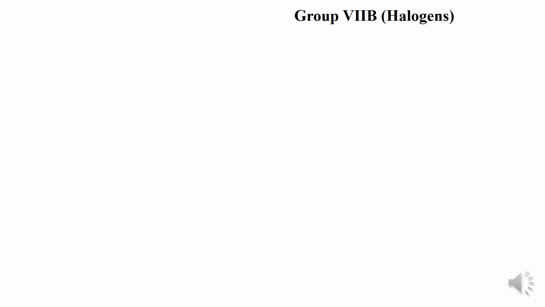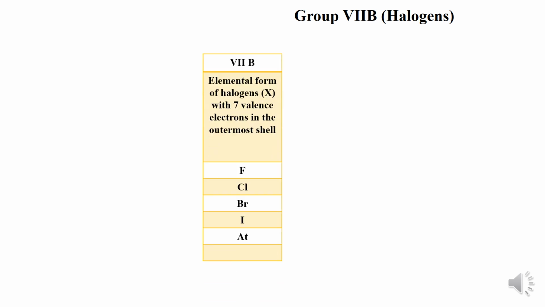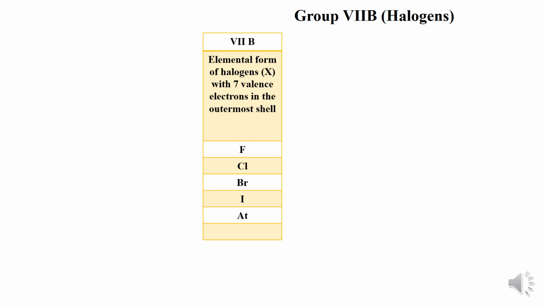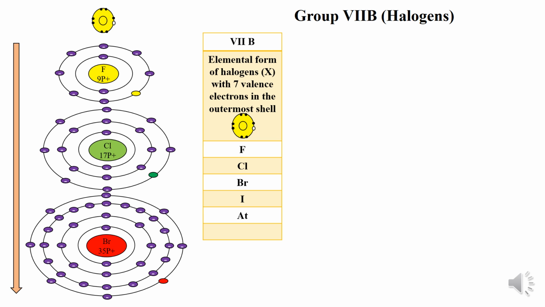Now, halogens belong to the 7th group in the periodic table. And there are a total of 7 valence electrons in the outermost shell of halogens. Here's the electronic structure of the halogens. Fluorine has 2 shells, chlorine has 3 shells, bromine has 4 shells, and iodine has a total of 5 shells, with 7 valence electrons in the outermost shell.